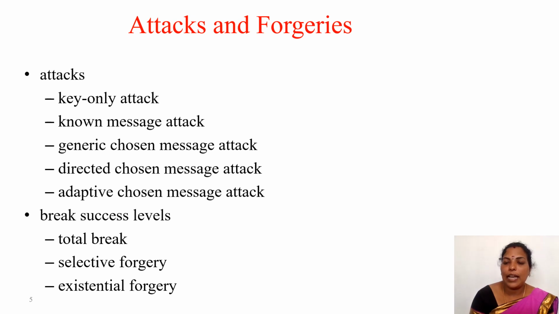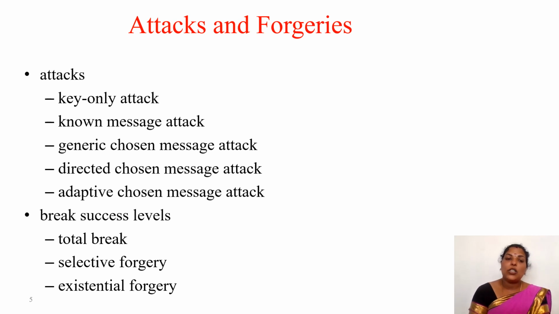That is, if the attacker knows only the key, how does the attacker perform the attack? Another one is the known message attack: if the attacker gets some of the earlier messages, how does the attacker use them to perform an attack? Then the generic chosen message attack: a general message is chosen, and based on that, the attacker can perform an attack.